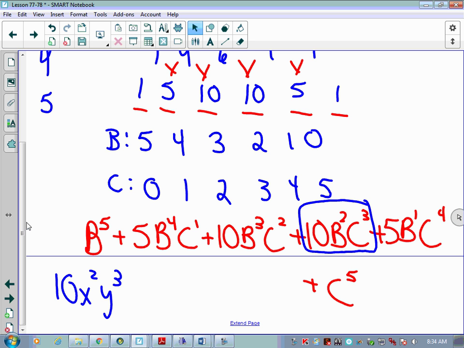I don't know of another way to get these coefficient values, 1, 5, 10, 10, 5, 1, other than to do the binomial or to use Pascal's triangle. Okay? So past that, though, this actually works out pretty handily.